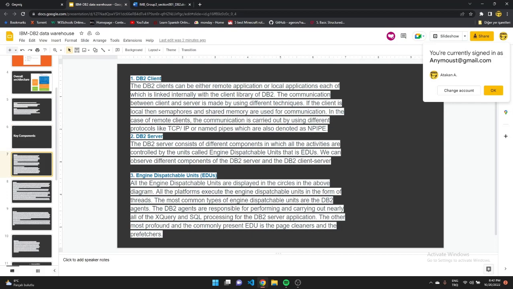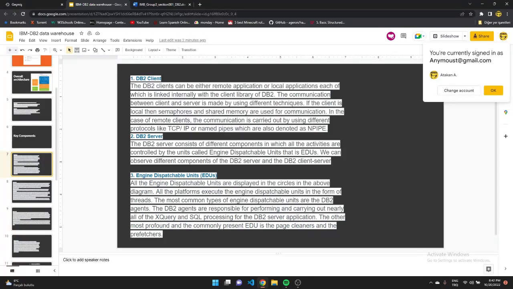Okay, key components. First, the DB2 client. It can either be a remote application or a local application, and of course, it's maintained by a library. Depending on whether it's remote or local, there are different techniques. If it's local, then semaphores and shared memory are used for communication. For remote calls, it uses TCP/IP or named pipes. TCP/IP again, since it has to use the internet.